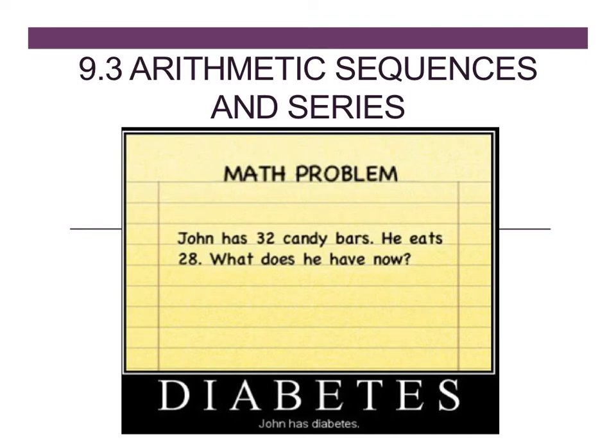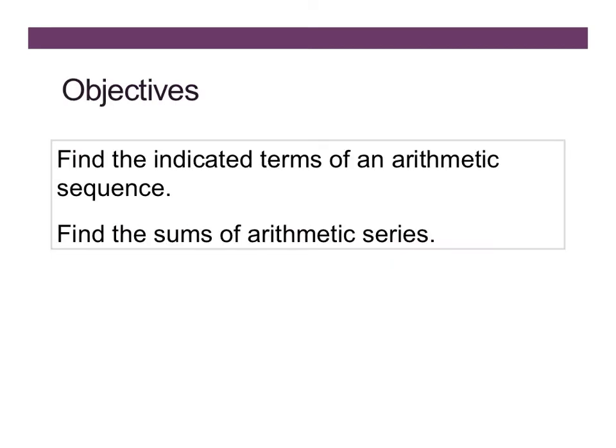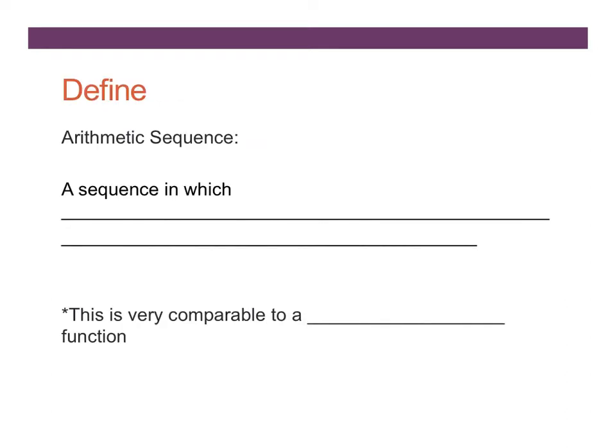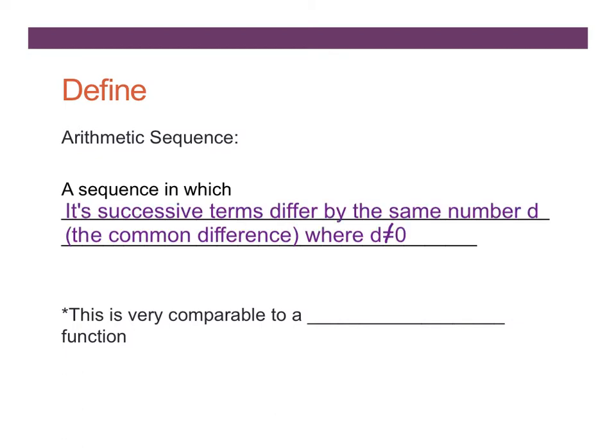9.3. Arithmetic sequences and series. Objective. Find the indicated terms of an arithmetic sequence. Find the sums of arithmetic series. Define arithmetic sequence. A sequence in which its successive terms differ by the same number d, the common difference. This is very comparable to a linear function.